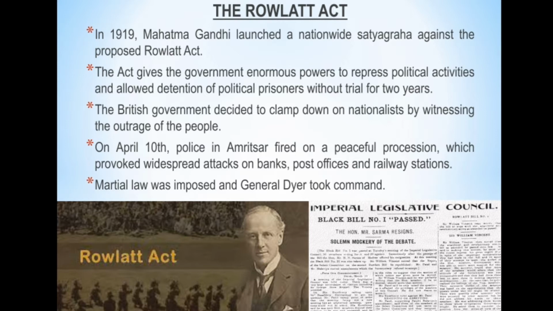In your examination, you may get two different topics: what is the Rowlatt Act and what is the Rowlatt Satyagraha? If they are asking about the Rowlatt Act, you need to write about what the Act is about. You have to write about detention of political prisoners and curbing political activities. This is what you need to write. And if they are asking about the Rowlatt Satyagraha, you need to write about the movement launched by Gandhiji, that is, the Rowlatt Satyagraha. So they may ask two different questions, and you need to be really careful while reading the question.